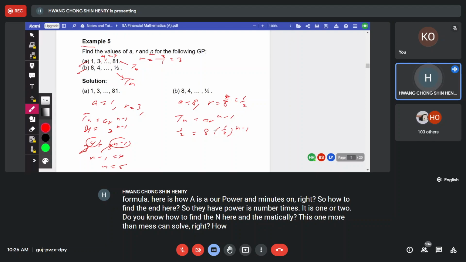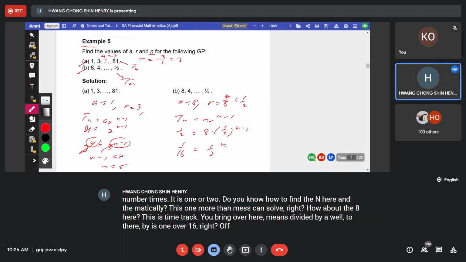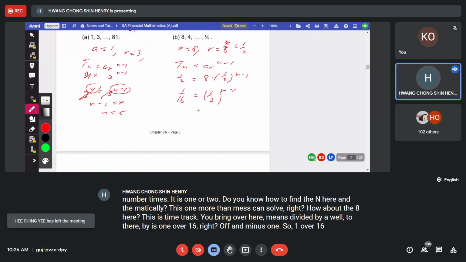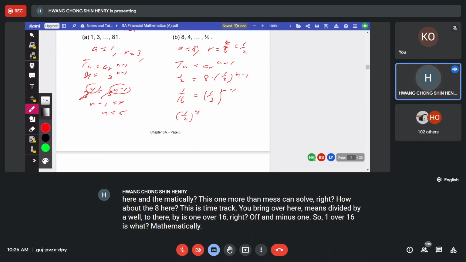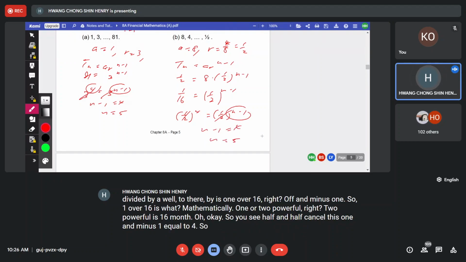How about the 8 here? This is times, right? You bring it over here, it means divided by 8. 1 over 2 divided by 8 is 1 over 16, right? Half power N minus 1. So 1 over 16 is what? Mathematically, 1 over 2 power 4, right? 2 power 4 is 16. So you see, half and half cancel. N minus 1 equals 4. So your N is 5 also.